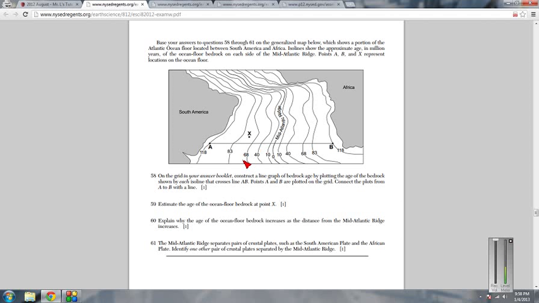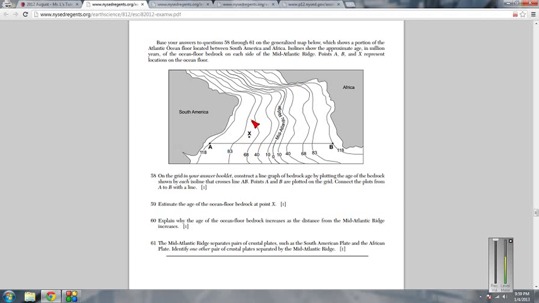These are what do they call them? Isolines. They are lines that represent the age of how old the seafloor bottom is. So if you come over here, this entire line going all the way up is 68 million years old. This one, 83, is 83 million years old.